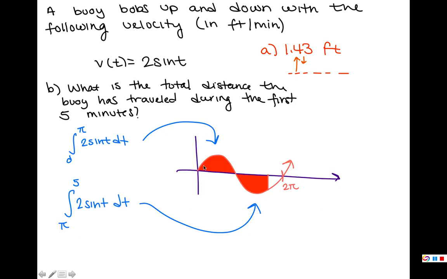So the positive part, I'm going to set up the integral from 0 to pi, and I'm going to integrate 2 sine t, and that'll tell me how far the object has moved up. And then for the negative region, I'm going to integrate from pi to 5, because we're stopping at 5, and that'll tell me how far the object has gone down.